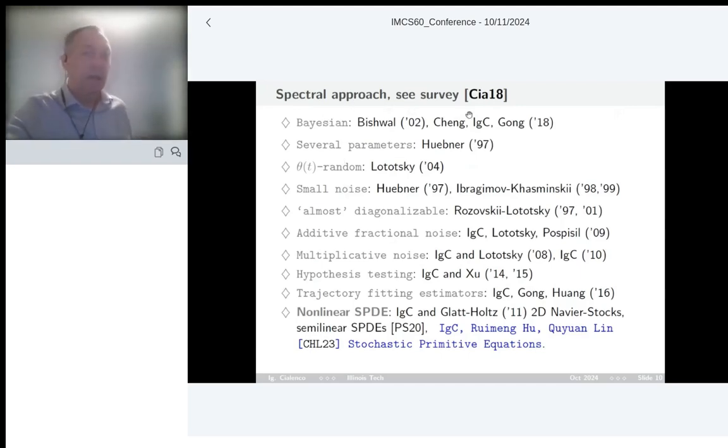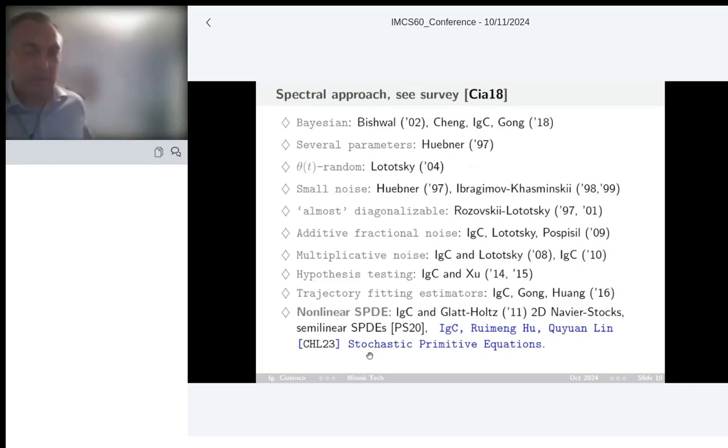As I said, these are measurements in the Fourier space. I wrote a couple of years ago a survey paper detailing how things are done for those who are interested in it. We've done fractional noise, multiplicative noise, hypothesis testing, trajectory fitting estimators, Bayesian approach, nonlinear SPDEs. For people coming from the PDE side, you can probably appreciate that. And the recent one is still in production.